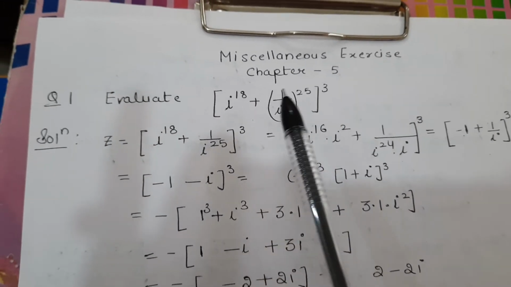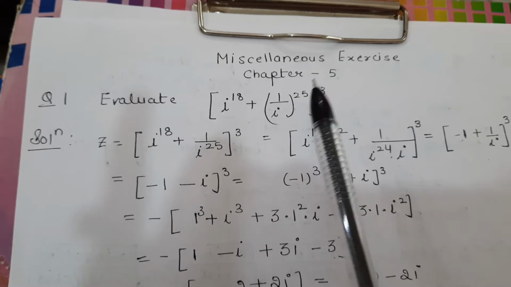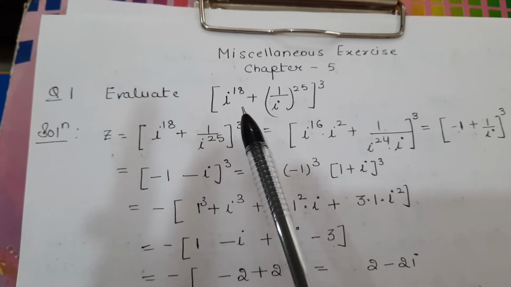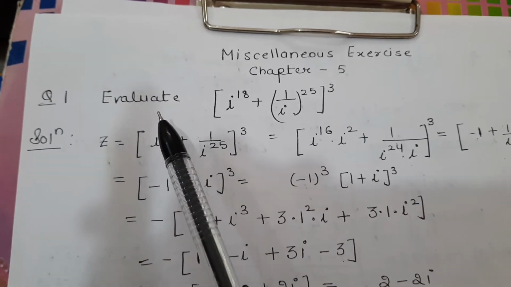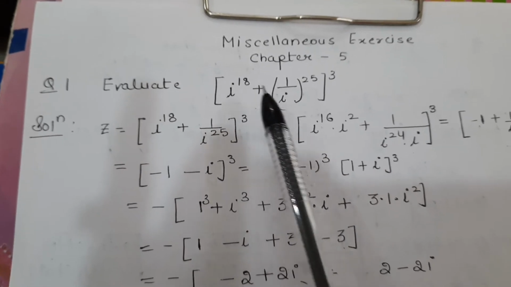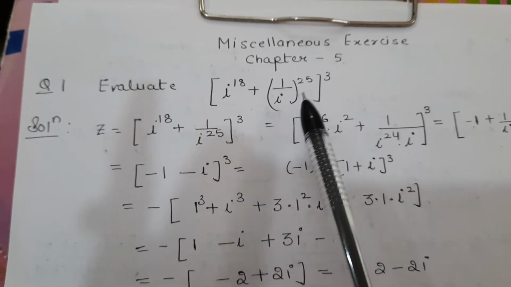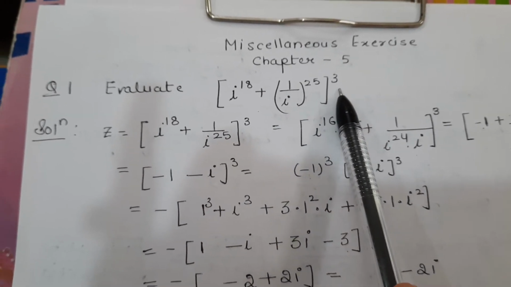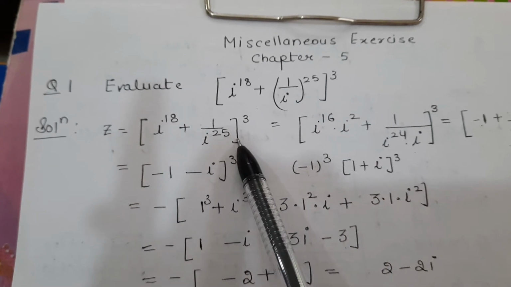Welcome students. Today I am going to discuss some questions from the miscellaneous exercise of chapter number 5. The first question is: evaluate (iota raised to the power 18 plus (1 upon iota raised to the power 25)) whole power 3. So I have rewritten this statement again.